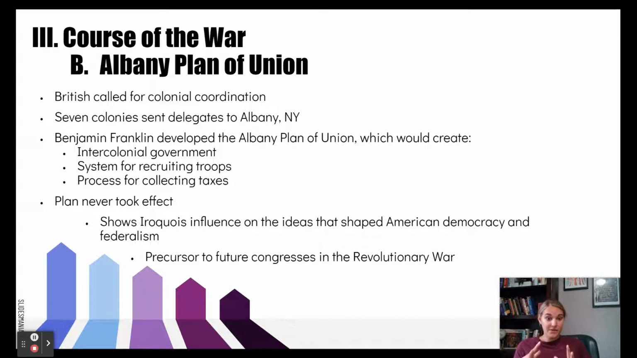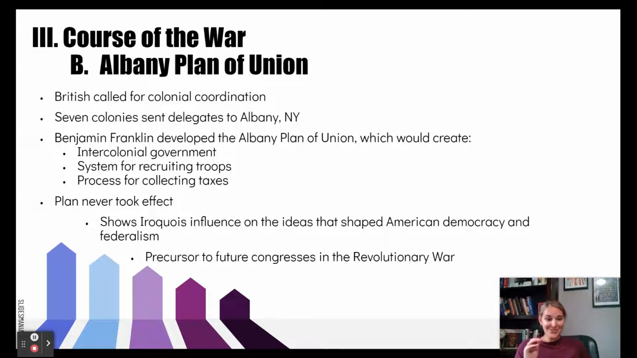The British want the colonies to coordinate the war effort, and so 7 colonies are going to send delegates to Albany, New York. Now, Benjamin Franklin is going to create what's called the Albany Plan of Union. If agreed upon, this Albany Plan of Union would form a Grand Council, and that Grand Council would be in charge of an intercolonial government that could make laws. It would include a system for recruiting troops and a process for collecting taxes.